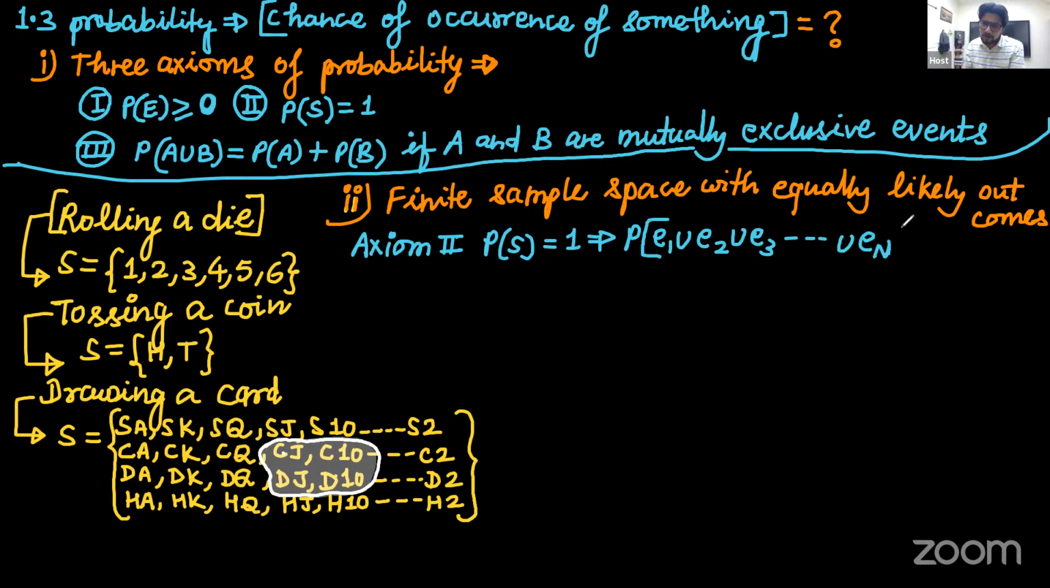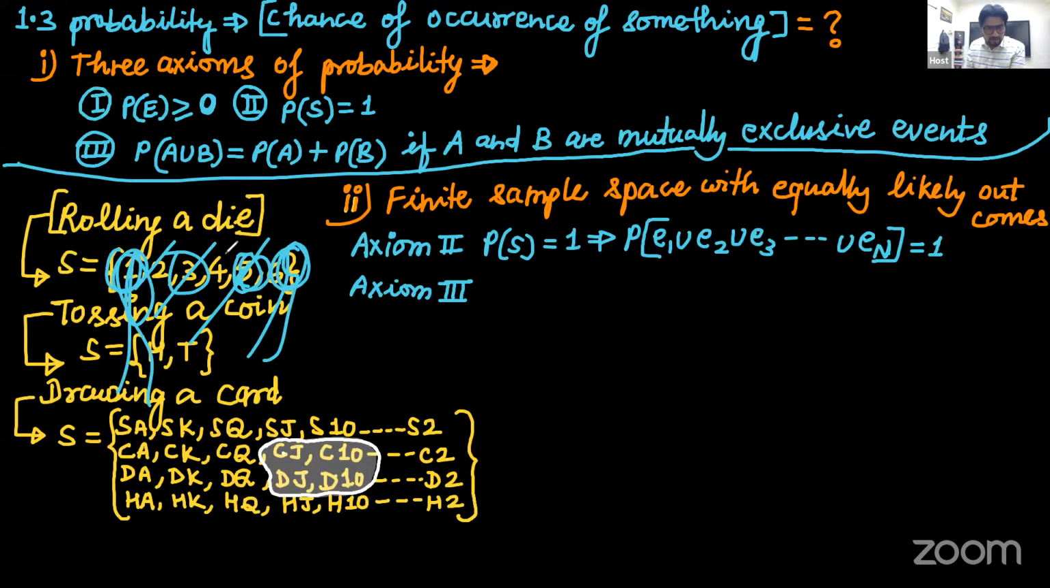Capital N is all elements in the sample space, which is equal to 1. Now I use axiom number 3. How can I use axiom number 3? Because if 2 happens, then 3 will not happen. If 3 happens, then 5 will not happen. If 5 happens, then 6 will not happen. If 6 happens, then 1 will not happen. If 1 happens, then 4 will not happen. So all become mutually exclusive. All of the elements become mutually exclusive.